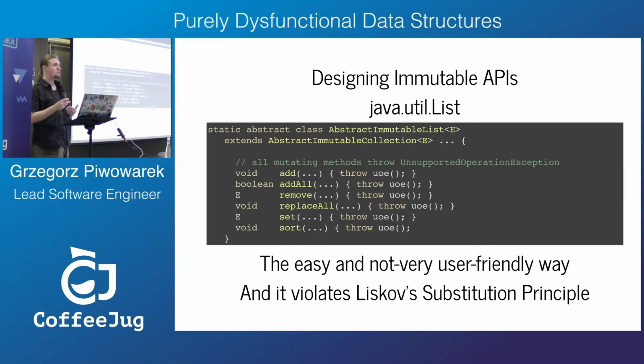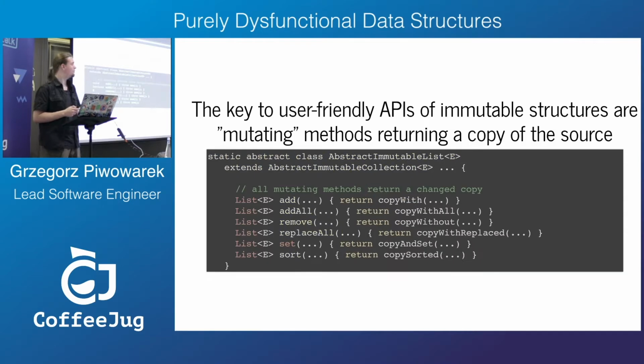Because now, if you, as a consumer, work with lists, and you really want to be 100% safe, you could probably do some instanceof checks and double check if you are working with an immutable, semi-fake immutable class or with the normal one. So this is not cool. But the key to implementing user-friendly APIs of immutable structures is to actually still provide those mutating methods that allow you to mutate objects. But instead of actually doing the mutation, just return a copy containing the mutated object that you want to derive from it.